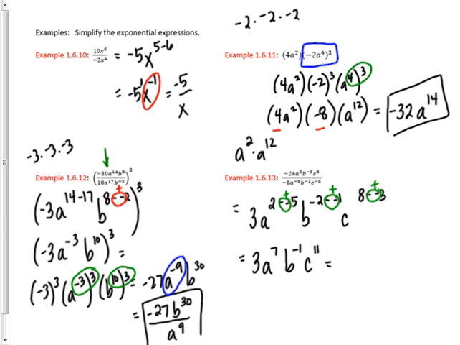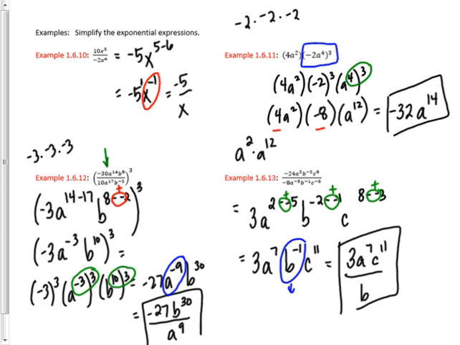And the only thing that's wrong with this is that negative exponent, so that b has to drop to the bottom. So leave the 3, a to the 7th, c to the 11th, and drop that b to the first power to the bottom. Okay, so go try your homework.